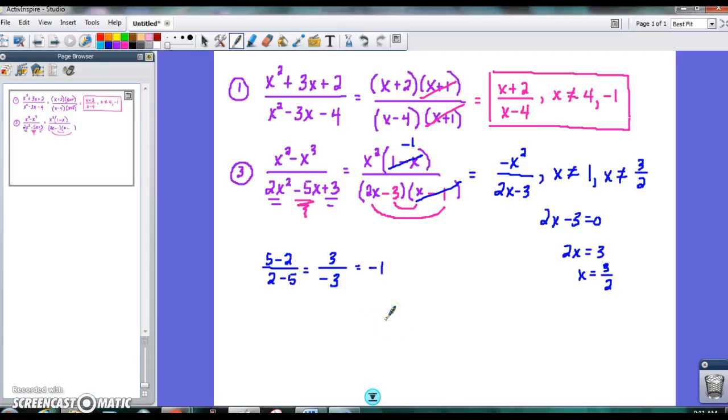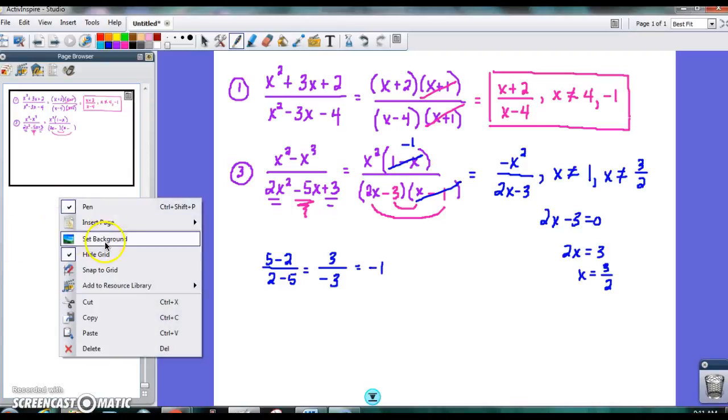Number 7 and 8 are just multiplication. You factor and you cancel. 9 and 10 were just division, so you switch it to multiplication, flip the second fraction, factor and cancel. I am going to just go over number 9 real quick because I just want to show you this.